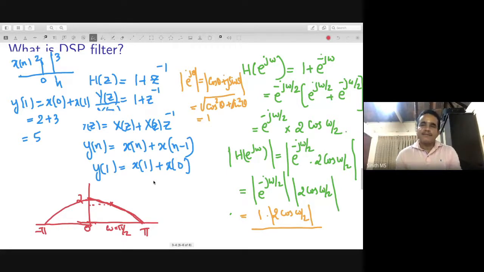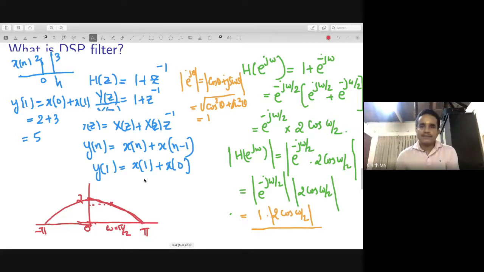So this way we can design a digital filter. How will you implement this kind of digital filter? What does this 1 + z^-1 mean? You know that H(z) = 1 + z^-1 means that y[n] = x[n] + x[n-1].